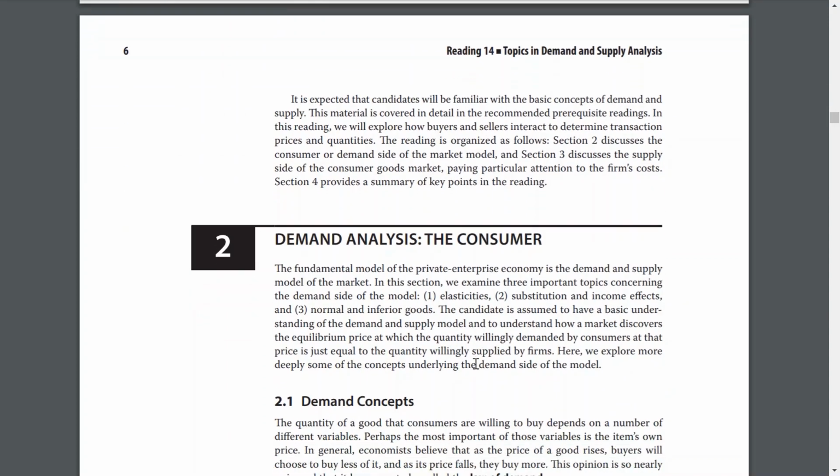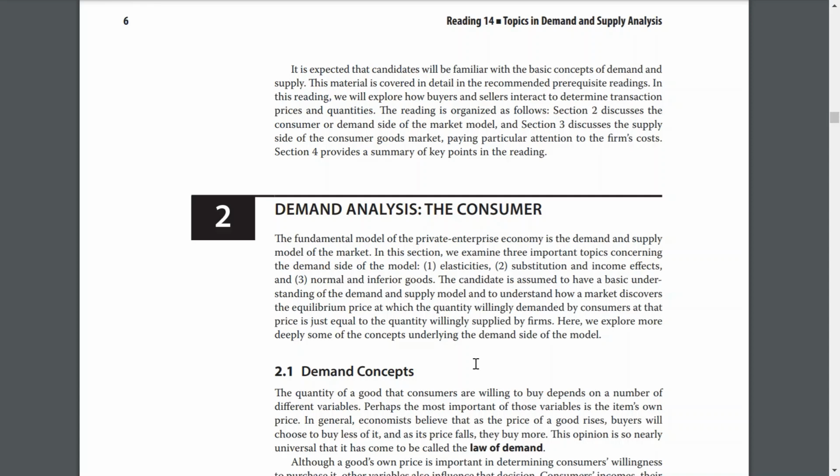Part 2, demand analysis, the consumer. The fundamental model of the private enterprise economy is the demand and supply model of the market. In this section, we examine 3 important topics concerning the demand side of the model: elasticities, substitution and income effects, and normal and inferior goods. The candidate is assumed to have a basic understanding of the demand and supply model and to understand how a market discovers the equilibrium price at which the quantity demanded by consumers is just equal to the quantity supplied by the firms.